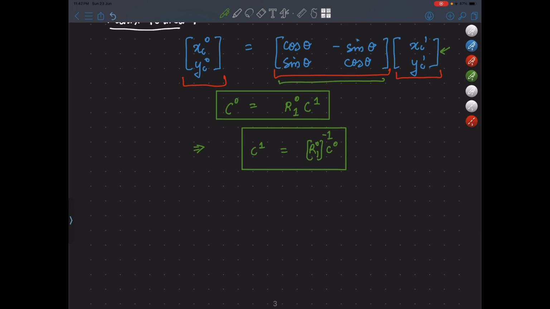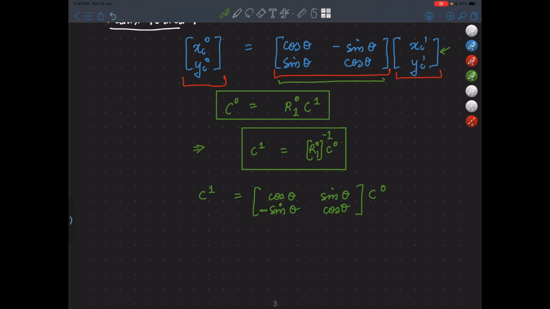So if you try to find the inverse of this matrix, it will be something like this: cos theta, sine theta, minus sine theta, cos theta. You can do it yourself. The inverse of a 2 cross 2 matrix is fairly easy, and you can calculate it, and it comes out to be this.